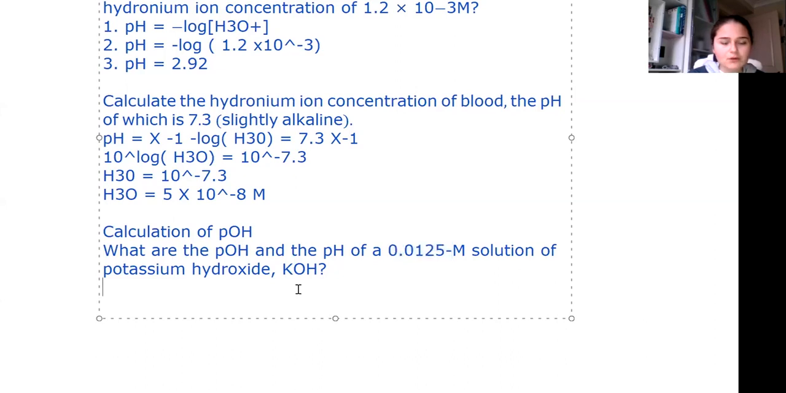What we're going to do here is calculate both, so this is practicing pH and pOH. Do you know pOH is always 14 minus pH? Does that make sense?